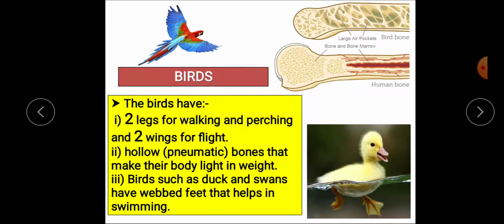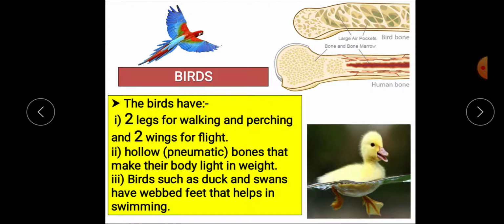Next is birds. Birds have 2 legs for walking and perching and 2 wings for flight. They have hollow bones, called pneumatic bones, that make their body light in weight. Birds such as ducks and swans have webbed feet that help in swimming. So birds, just like us, have 4 limbs. Like we have 2 hands, our hands are the forelimbs, and 2 legs, they are called hind limbs. The forelimbs of the birds are modified into their wings.